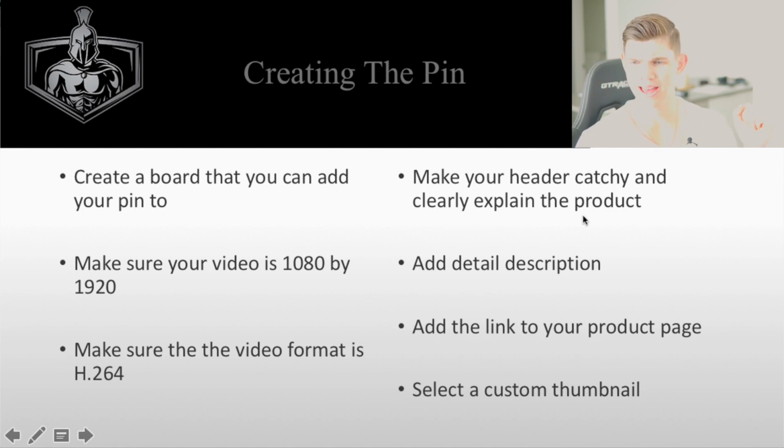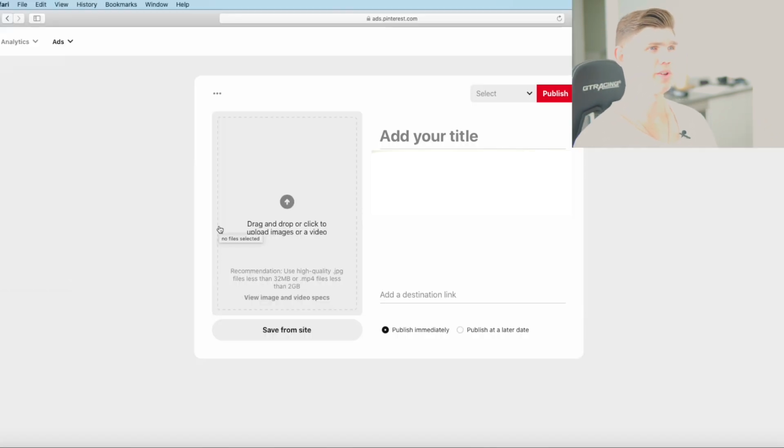So make your header catchy and clearly explain the product. So your header is basically this, your title. So if we're doing a dog product, one product that I tried out that I didn't end up continuing on with, actually, you guys might want to try it out. It was a dual dog leash. It was a really interesting product, but it didn't end up working out that well. So we'll put in dual dog leash.